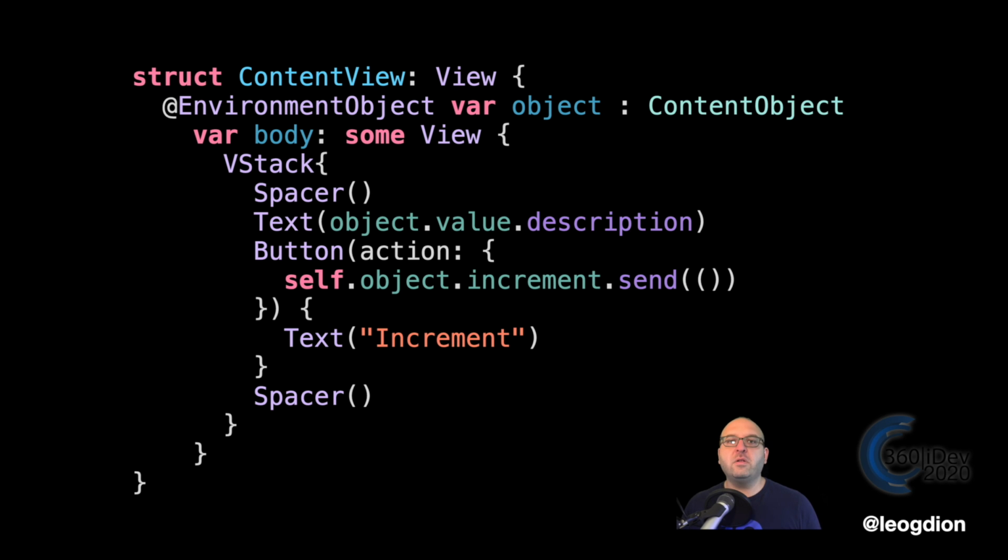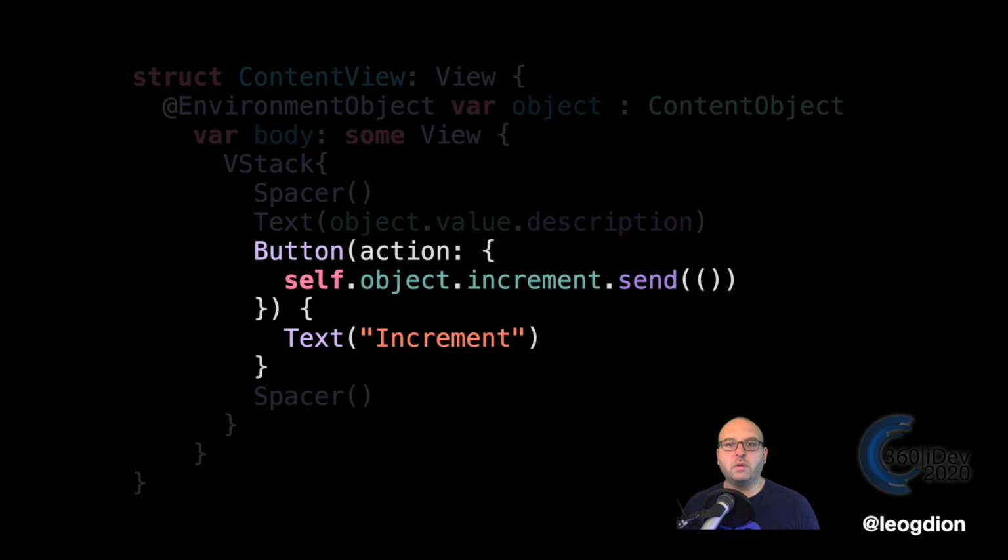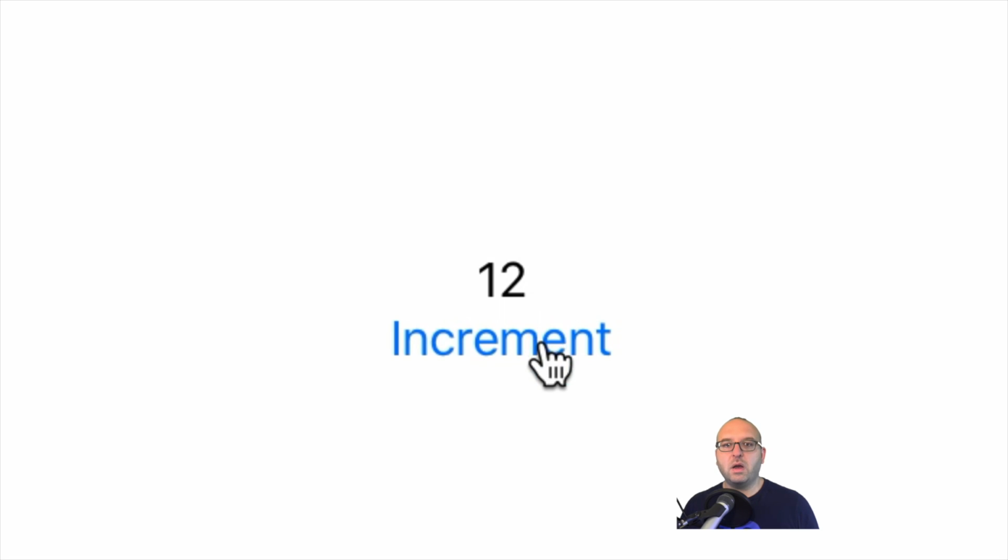So let's take a look at our content view and let's add a button. We're going to have this button increment the value of our value property on our content object. So we're going to take advantage of this PassthroughSubject called increment. We're going to send it a Void object using the parentheses here. We label it increment. And essentially what we want it to do is every time you tap the button, it actually increments the value.